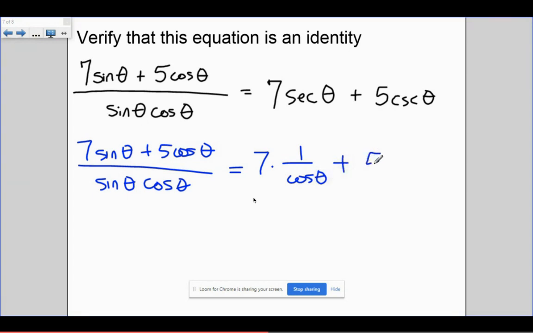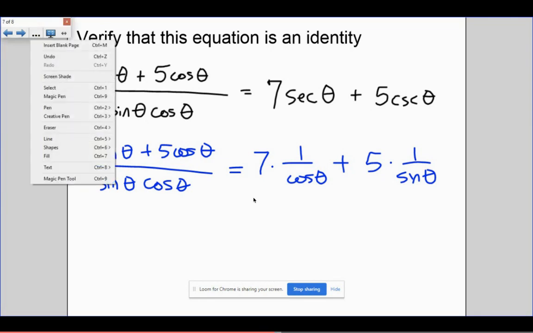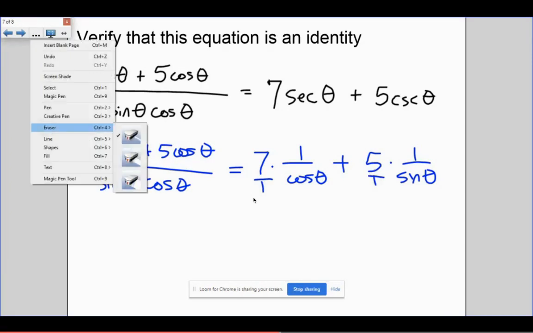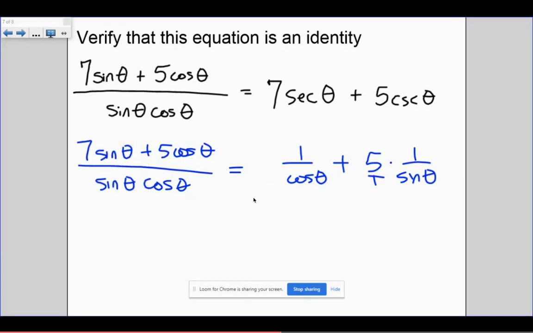And then 5 cosecant theta is the same as 5 times 1 over sine theta, because cosecant theta is equal to 1 over sine theta. Okay, one thing I can do to rewrite this, make it a little simpler, the 7 and the 5 can just be written on top of the fractions. If you want to think about it like rewriting them as a fraction, 7 over 1 and 5 over 1, you can. But the easier way to work with these is to put the 7 and the 5 on top of the fractions, because that's the same thing. So I'll have it as 7 over cosine theta plus 5 over sine theta.